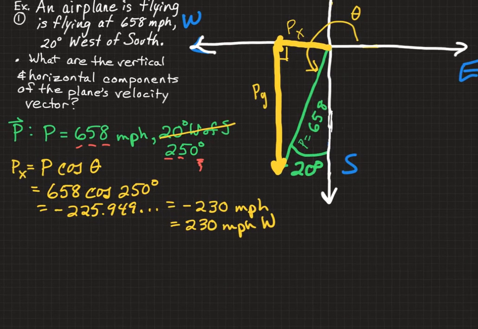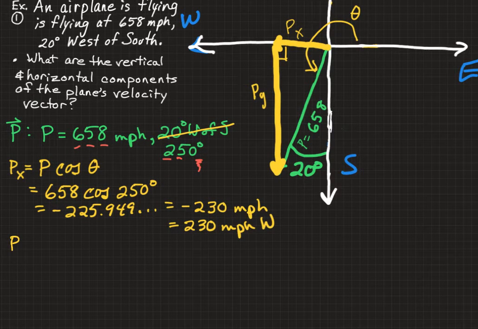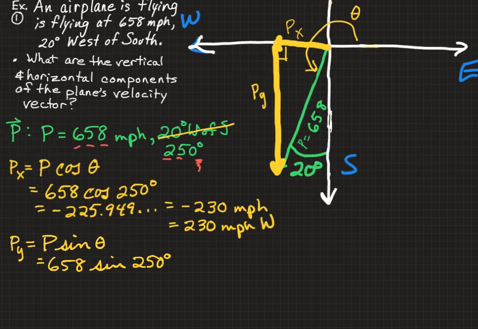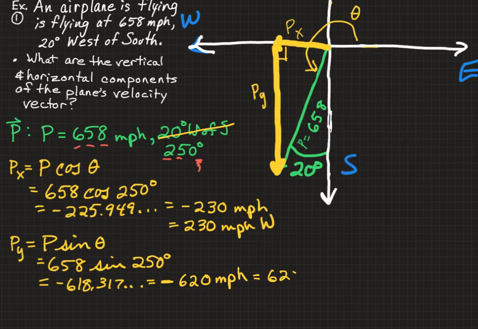Let's move this up a little bit. Now let's find the y component of our vector. P sub y will equal P times the sine of theta. All right, in this case, that is 658 times the sine of the standard angle, 250 degrees, and that will give us negative 618.317, etc., which will round to 620 miles per hour. That is a negative. If you look on our graph, negative is south, so that's equal to 620 miles per hour south.